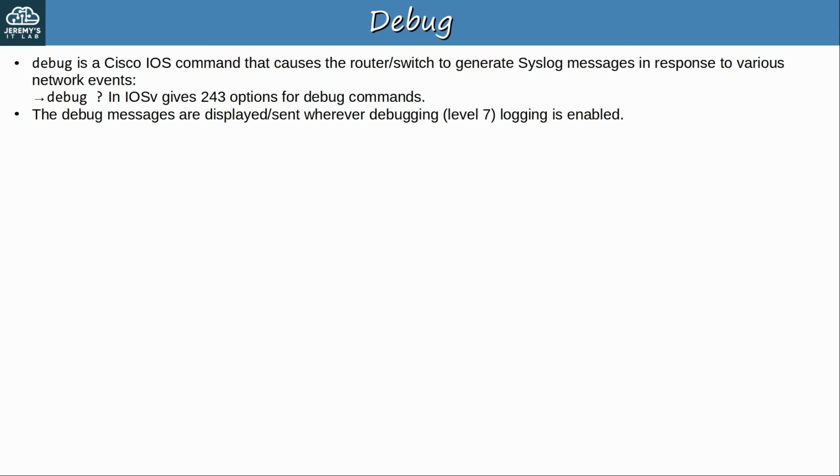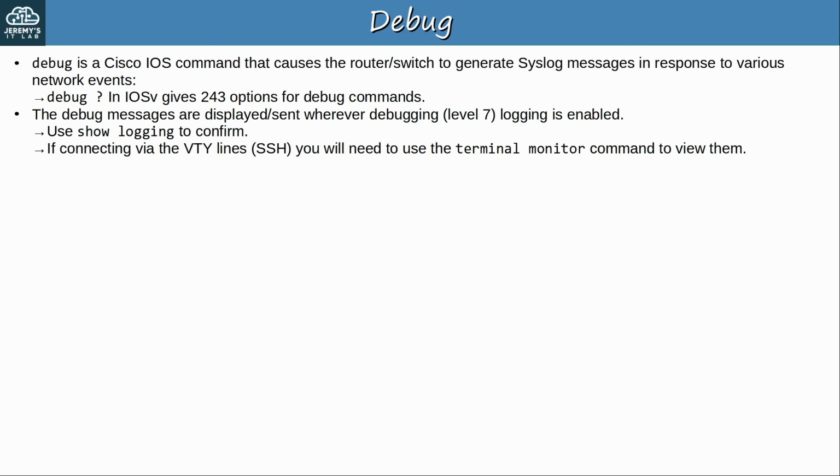The debug messages are displayed or sent to wherever debug level logging is enabled. That's syslog level 7. You can use show logging to confirm. And remember that if connecting via the VTY lines, for example with SSH, you will need to use the terminal monitor command to view them. Otherwise, they will not be displayed.